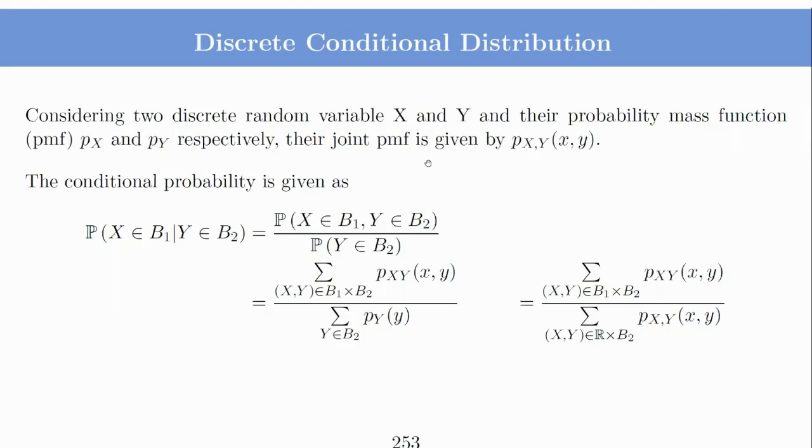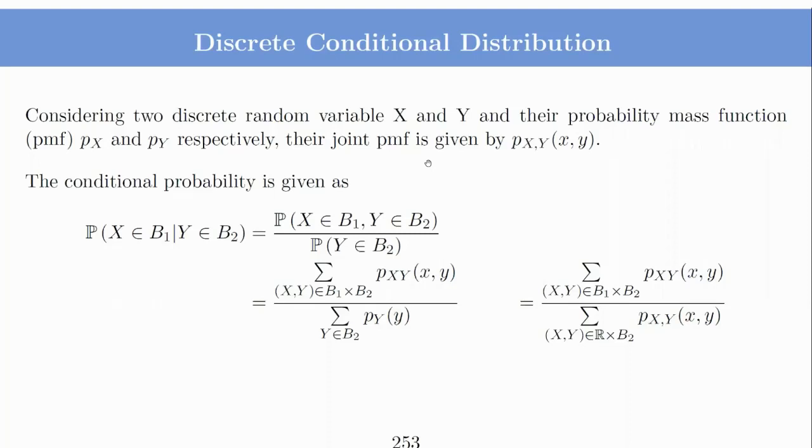Similarly, Py is defined, and let the joint PMF be given by Pxy(x, y), which tells the probability that X takes value small x and Y takes value small y. Or in other words, this is equal to the probability of all omega such that X(omega) is x and Y(omega) is small y. So the conditional probability is given as follows: for any two Borel sets B1 and B2, the probability that X belongs to B1 given Y belongs to B2 is equal to the probability that X belongs to B1 and Y belongs to B2, divided by the probability that Y belongs to B2.